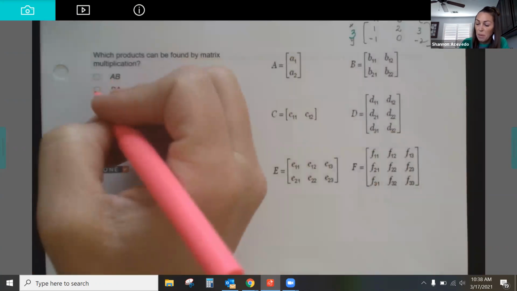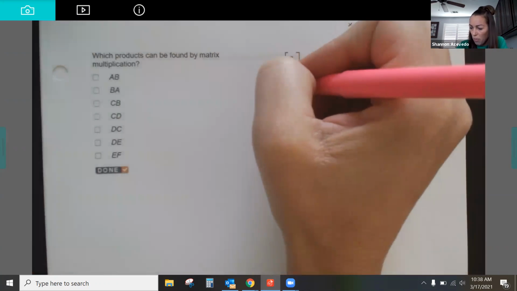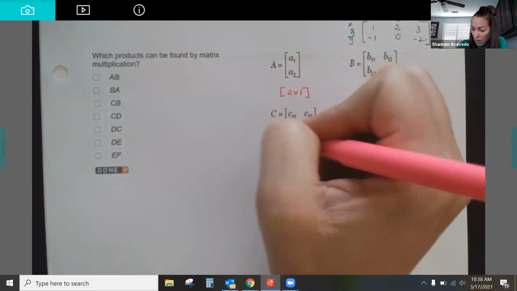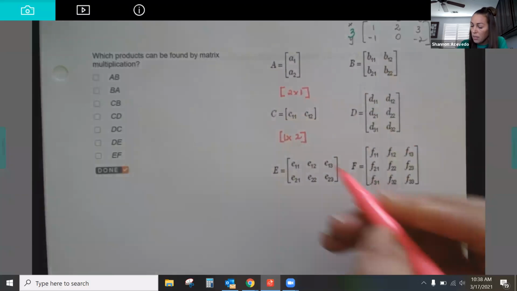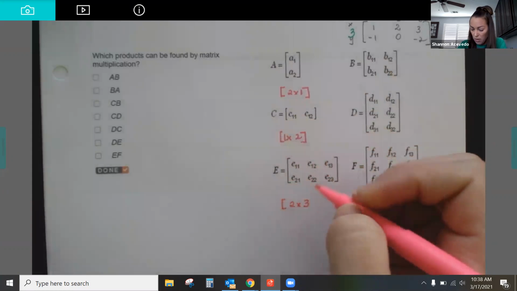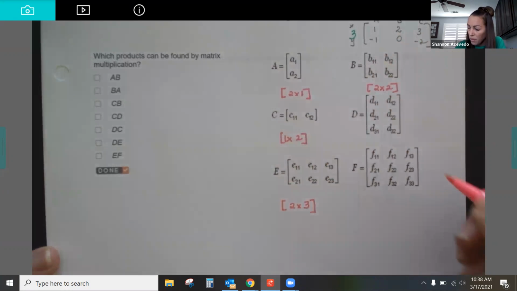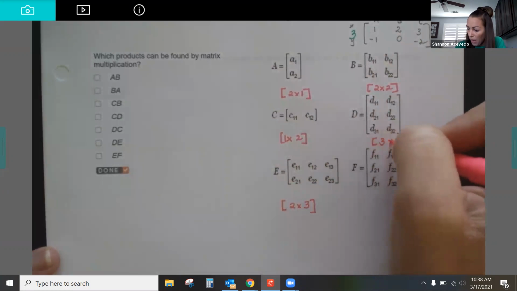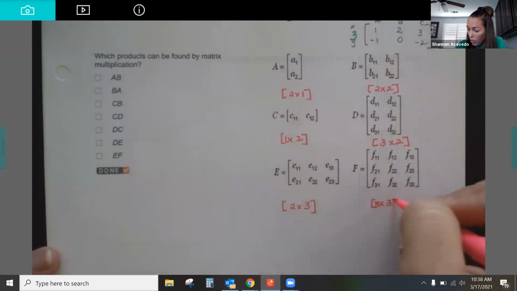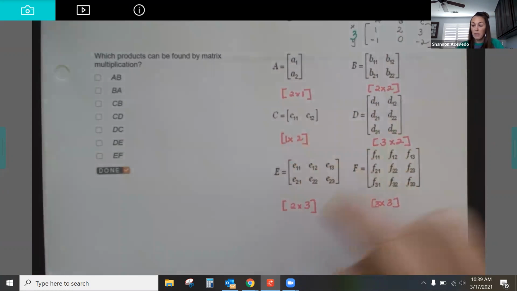So let's look at AB. So my matrix A, let's write the dimensions for all these first so you know where I'm getting them from. So this is going to be a 2 by 1. This is going to be a 1 by 2. So remember, row, columns, row, columns. This is going to be a 2 by 3. This one's going to be a 2 by 2. This one's going to be a 3 by 2. And this one's going to be a 3 by 3. Okay, so when I go to answer these are where I'm getting the values from.